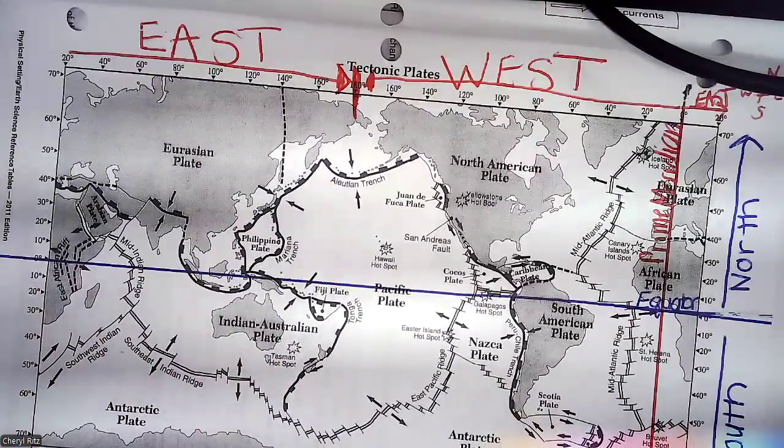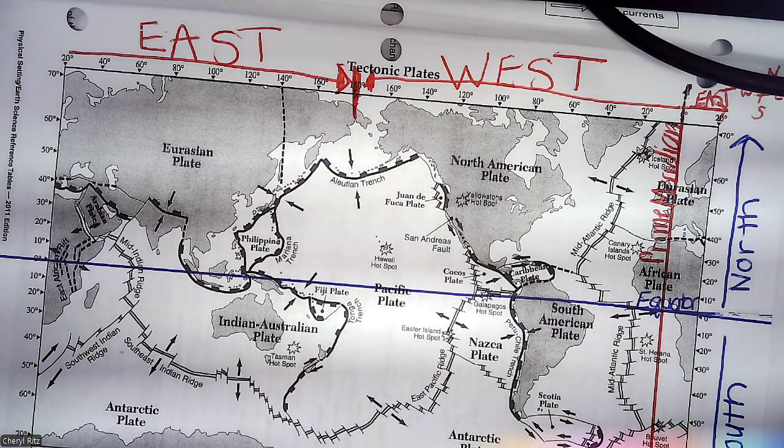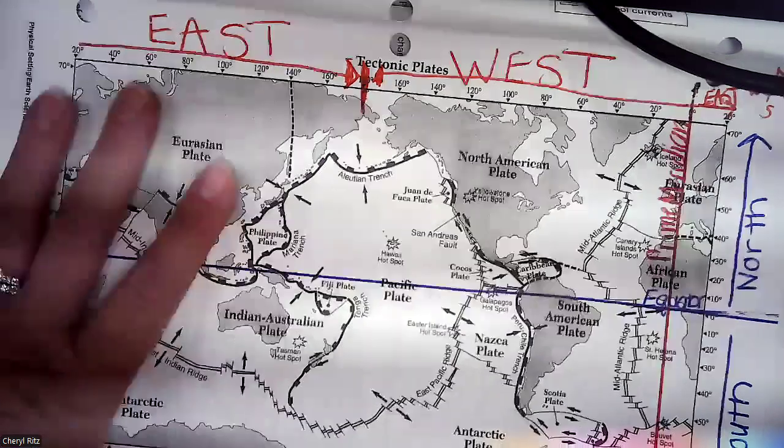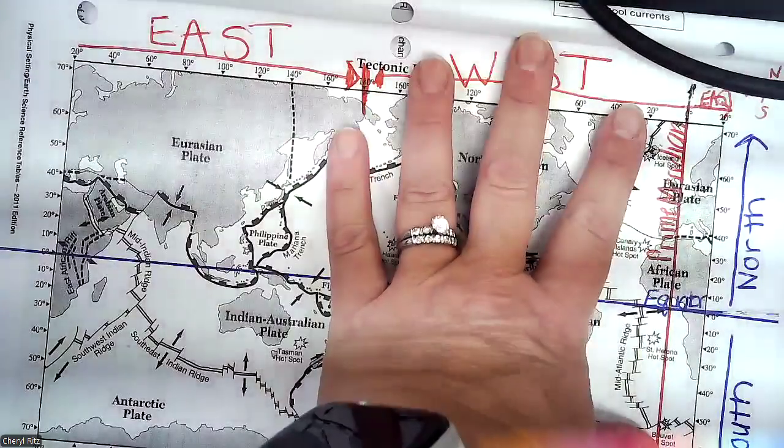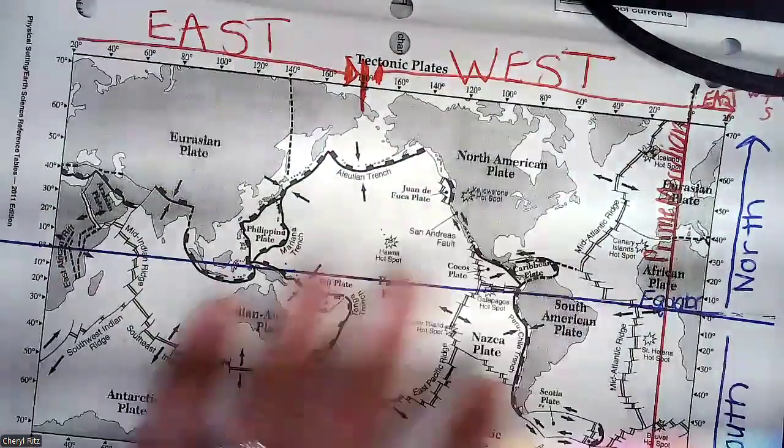So don't let the prime meridian being in a weird spot completely screw you up for this. Everything still works the same way. It's just you have to stop and look, am I in the east or the west? Don't just go with your gut that says the left side is west, the right side is east. It's no longer that way on this map.